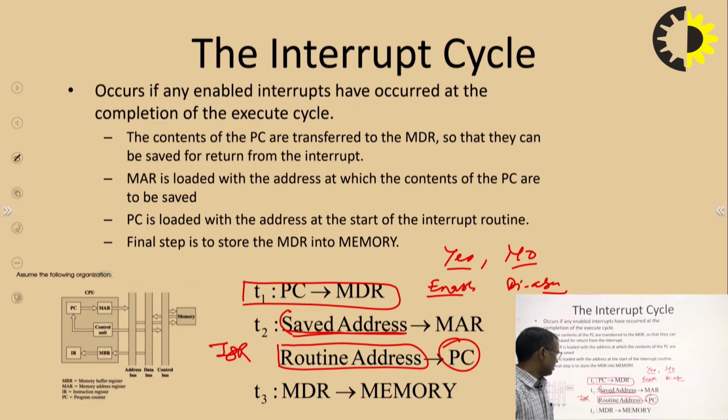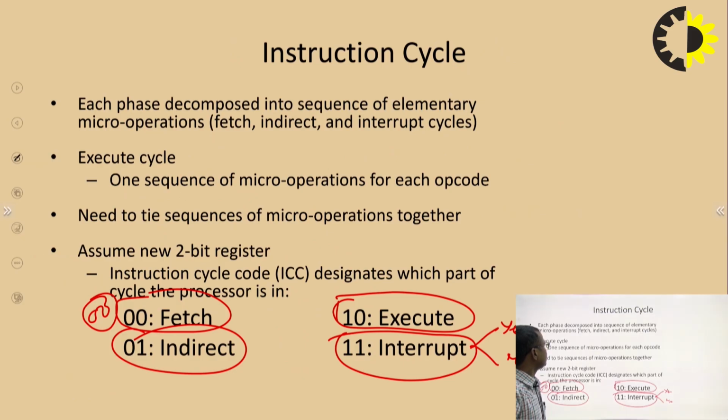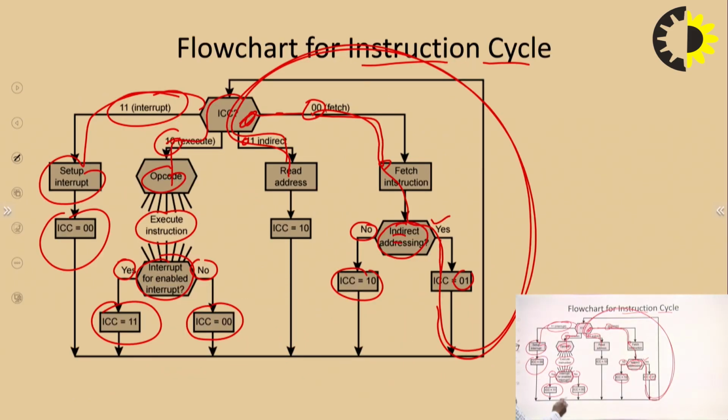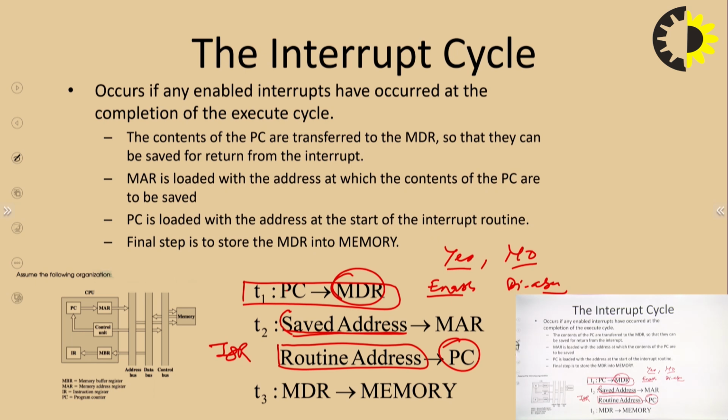Finally, the content of MDR is copied to the memory, because we have to send this data to memory for saving it. Fine. So in this way, the interrupt service routine cycle begins. After the interrupt service routine, what we have seen in the cycle, here you can see that if it is enabled, it will start the interrupt cycle, then we will set up the interrupt. So at this point, what is happening? We are basically doing these three operations: T1, T2 and T3 of the interrupt cycle.